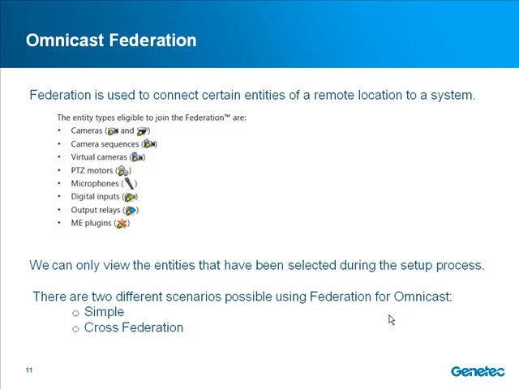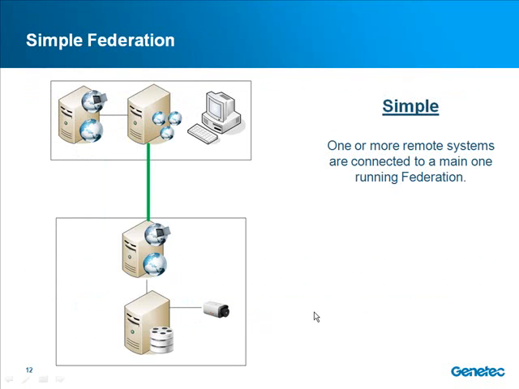There are two types of federated systems in Omnicast, simple and cross-federation. Taking a look at the simple scenario, this is where we have a main site that is connecting to one or more external systems. This is our most common scenario that we see in the field, and is usually used when we want to monitor multiple systems from one main site.